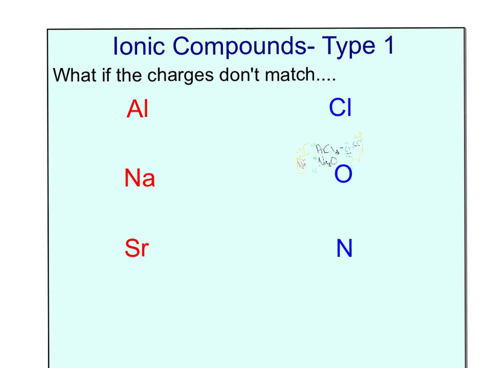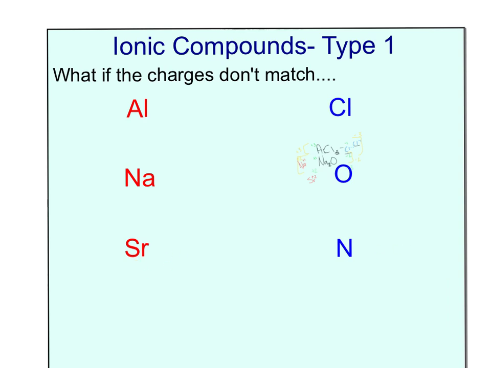So the problem here is if I add another strontium, that strontium has a charge of +2. So 2 + 2, that's an overall charge of +4. That still doesn't equal -3. So what you can do is try to find the least common denominator. Basically, what's a number that both 2 and 3 go into?